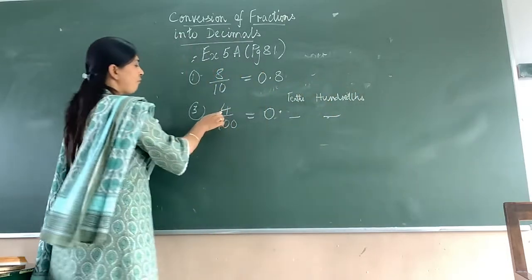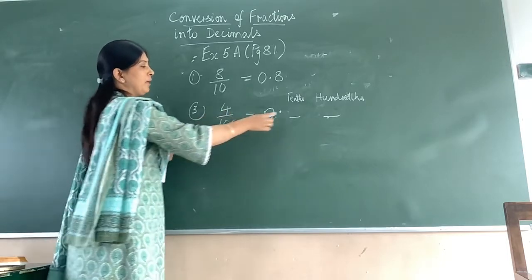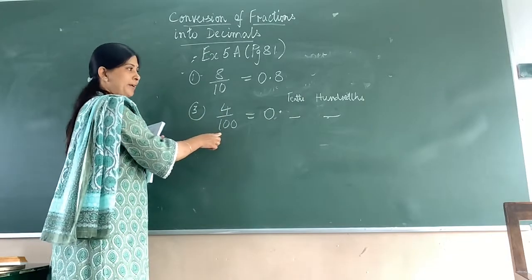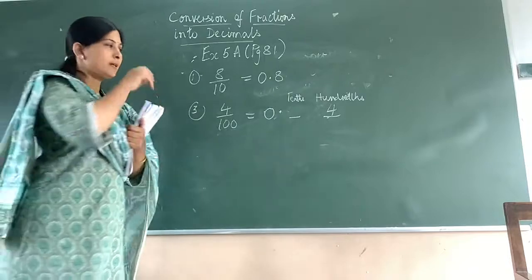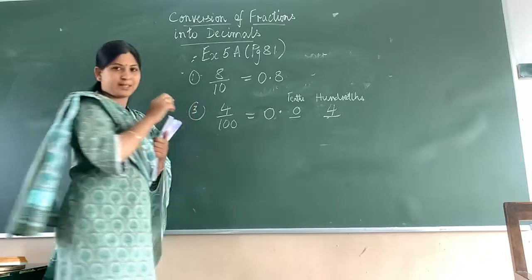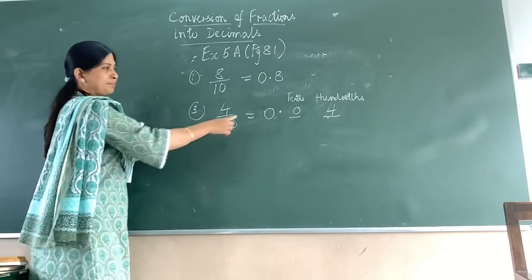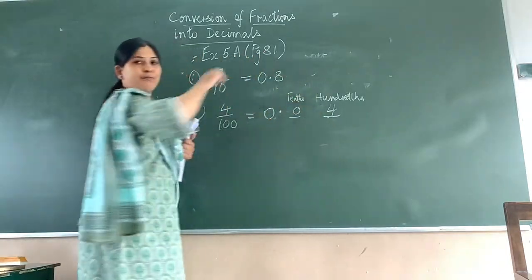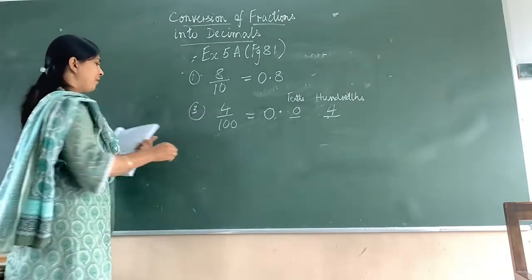Isn't it? Now 4 hundredths. So where will we write this numerator 4? In tenths place or in hundredths place? It is 4 hundredths. So 4 we will write in hundredths place. So tenths place we will fill with 0. So 4/100 is 4 hundredths. We will write it as 0.04. Okay.